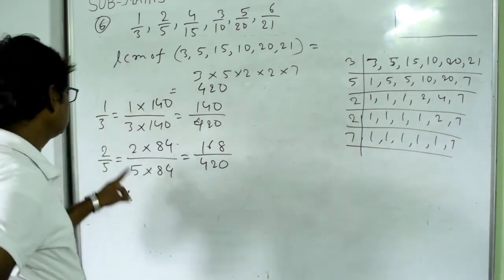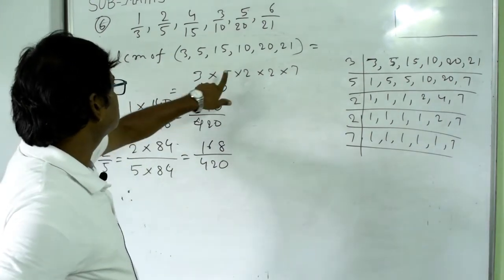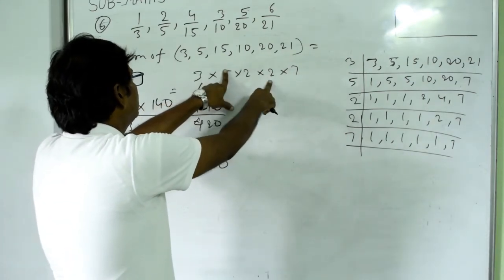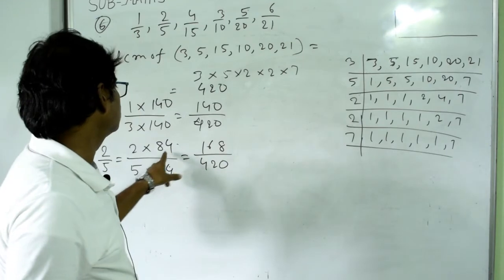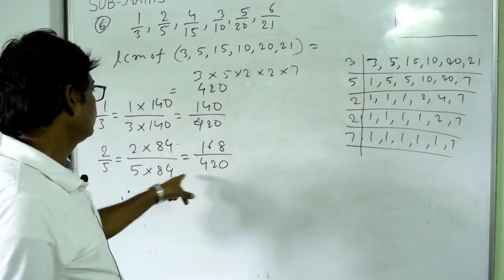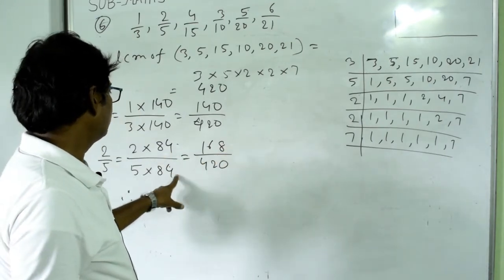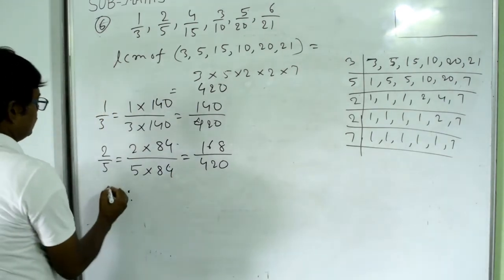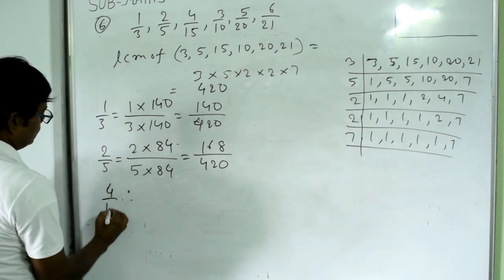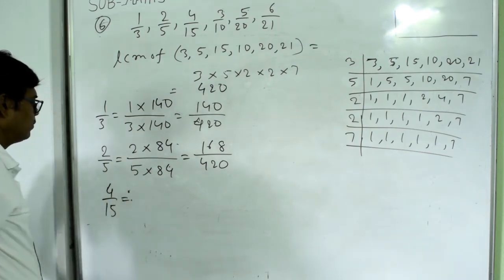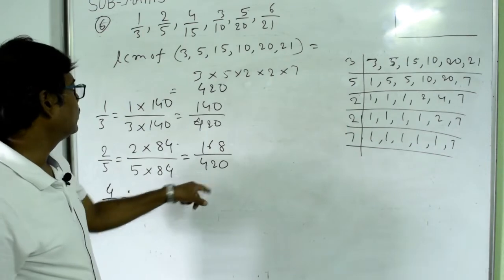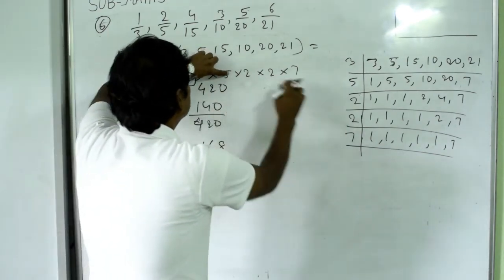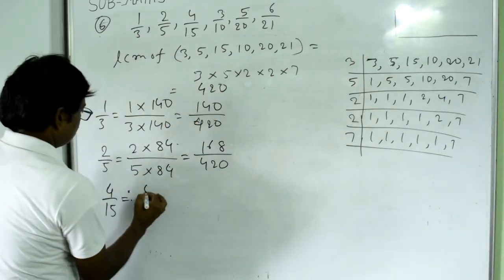You can find it very easily here. See, it is 2 by 5, so just remove 5 from 420 and then multiply: 3 sixes are 18, 6 twos are 12, and 12 sevens are 84. So multiply by 84 to get 168 here, and 84 times 5 gives 420. Then you have 4 by 15. How much will you multiply to 15 to get 420? 5 threes are 15, so remove this, then 2 fours, 7 fours are 28. So multiply by 28.